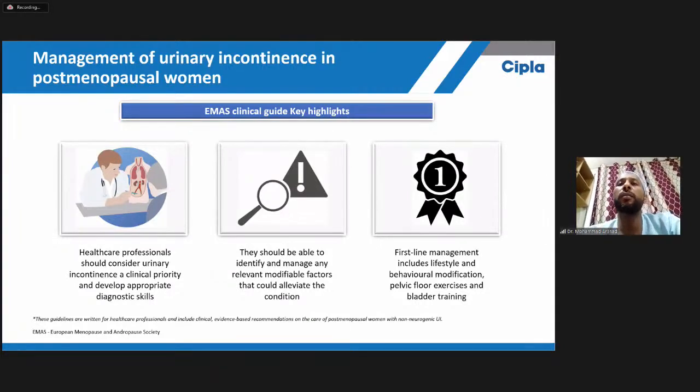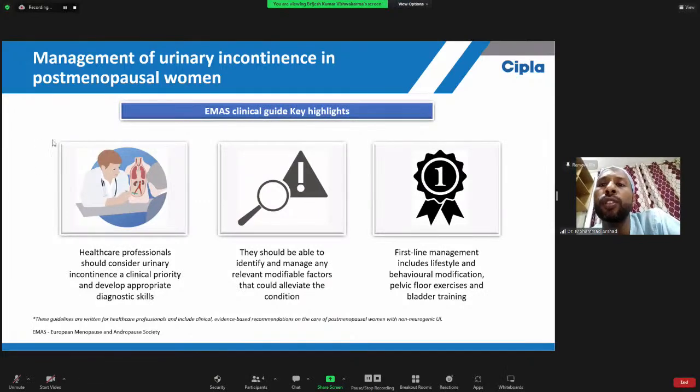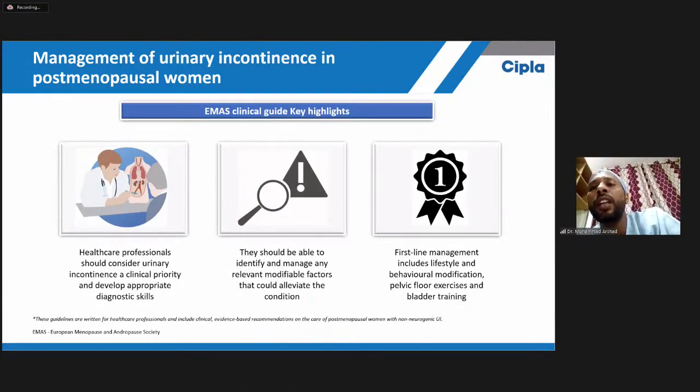Mostly in the postmenopausal age group, because of estrogen deficiency and various hormonal deficiencies, it leads to atrophic urethritis. Atrophic urethritis causes symptoms of urgency and urge incontinence, but mostly urge incontinence. So health professionals should consider urinary incontinence a clinical priority and develop appropriate diagnostic skills. This was a recommendation by the EMAS, the European Menopause and Andropause Society. They should be able to identify and manage any relevant modifiable factor that could alleviate the symptoms.